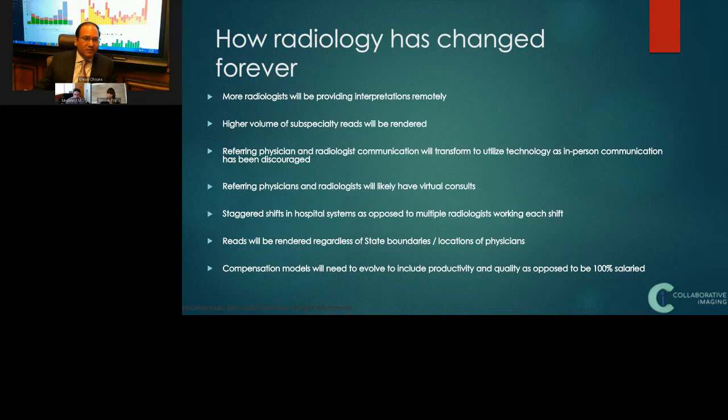Radiology has changed forever. There's no two ways about it. We have worked very closely with our hospital systems for a long time to try and get radiologists out of the hospital to allow them to be reading remotely. And hospitals have basically said, no, we want the radiologists on site. Referring physicians have said, no, we want them on site. But today with COVID-19, they've opened up their thoughts and they've allowed radiologists to be remote. And that's not something that's going to change now.